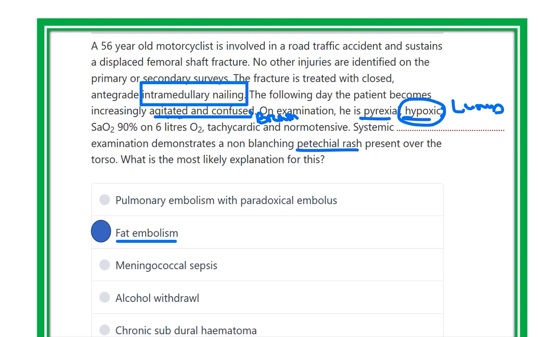So number one is the neurological symptom, number two is the lung symptom, and number three is the petechial rash. These three components are the diagnostic points for fat embolism. And also there is another important clue, which is the intramedullary nail. When we are giving an intramedullary nail, it actually deals with the yellow bone marrow which is present in the medullary cavity. So our final diagnosis is fat embolism.